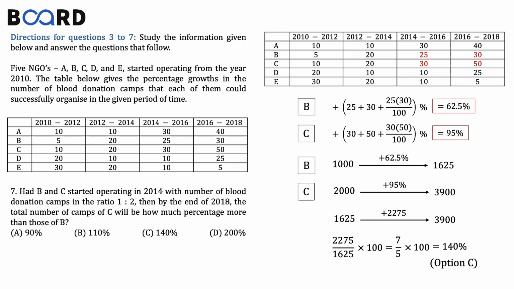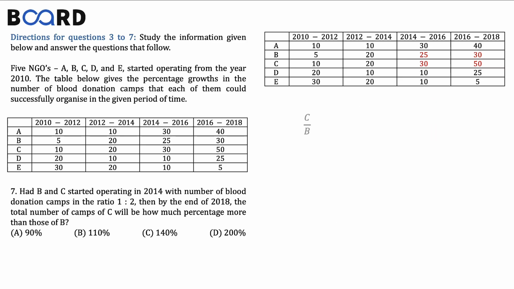Right? So here we have used successive percentage. In the previous one, we saw that successive percentage actually helped us out. Here, successive percentage has actually made your calculation longer. I'll show you how. So in case of B and C, let's figure out the ratio of C and B. In case of B, we started with the value 1000. And in case of C, we have to start with double of it, so 2 times 1000.